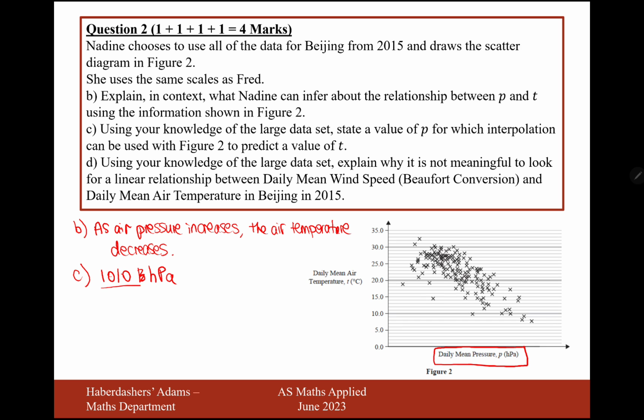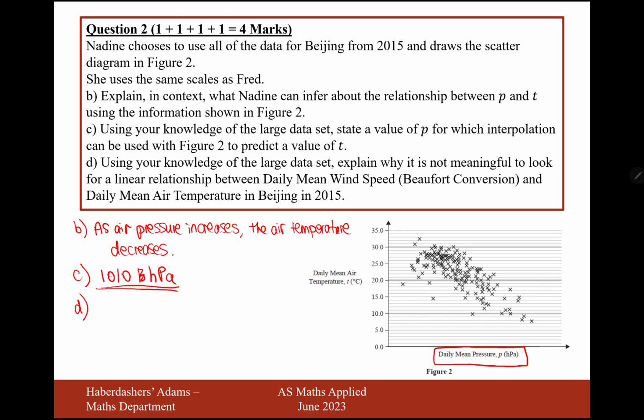HPA is generally the average daily mean pressure. So 1,010 would be a good answer. I think they were giving a range of answers for this question, but 1,010 is a good answer.